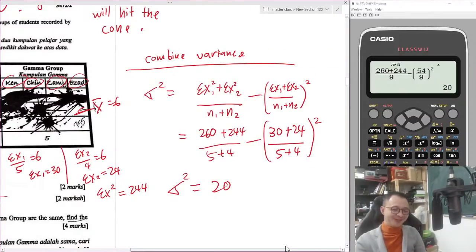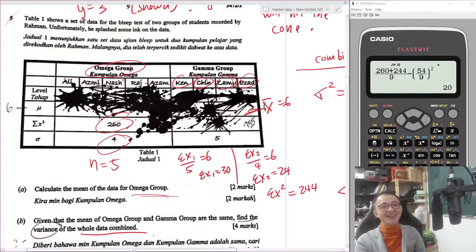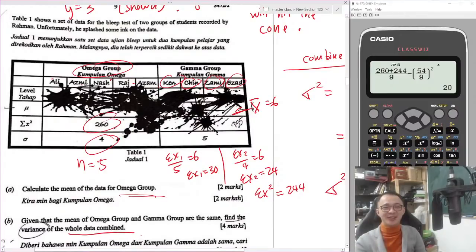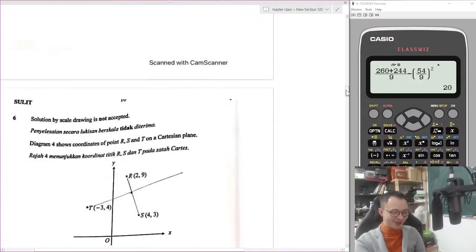Alright, so yeah, the combined variance is so tiring, but it's not very hard as long as you know what is going on here. Yeah, it's 20. That's nice. Let's move on to the next one. I don't want to see statistic anymore.